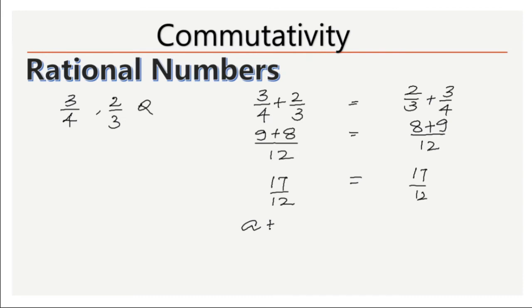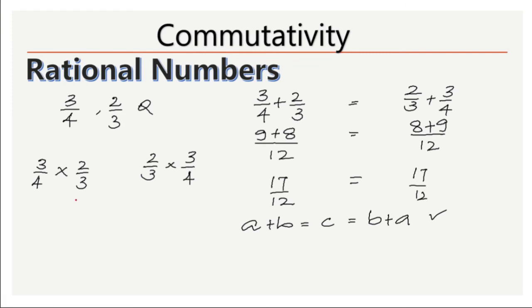So A plus B is equal to C, which is equal to B plus A. The commutative property under addition is verified. Let's look at multiplication. 3 by 4 multiplied by 2 by 3, and 2 by 3 multiplied by 3 by 4.